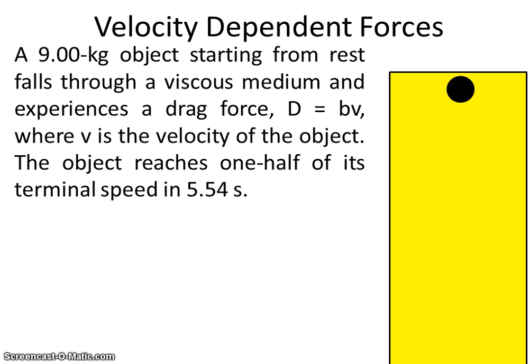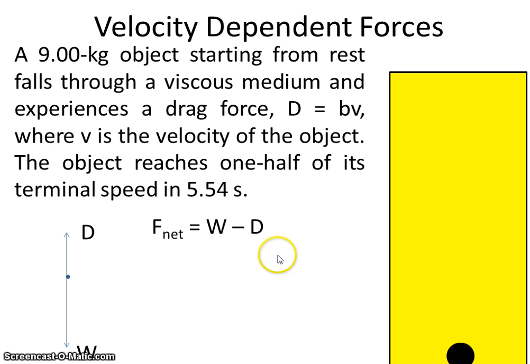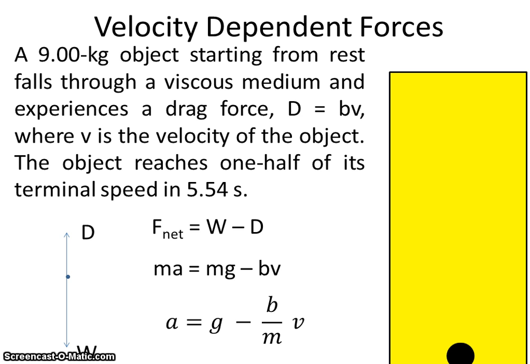Let's look at another case where something's dropping through some viscous medium like honey or oil or something like that. We have this 9 kilogram object dropped from rest. The drag force is equal to bv, where v is the velocity of the object, and the object reaches 1/2 of its terminal speed in 5.54 seconds. So again, the free body diagram before it reaches its terminal speed looks like this, where the drag is a little bit less than the weight. Once it reaches the terminal speed, the drag will be the same as the weight and the acceleration 0. So the net force would be given by W minus D. Plug in the mathematical models for F net and for weight, and plug in the drag is equal to bv. Divide both sides by mass, and we find the acceleration is equal to g minus b over m times v.